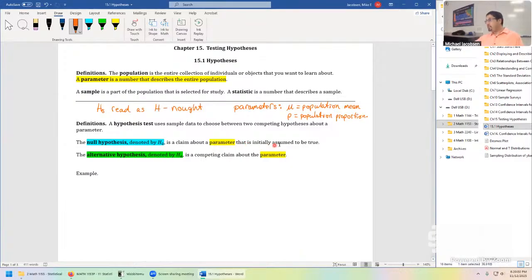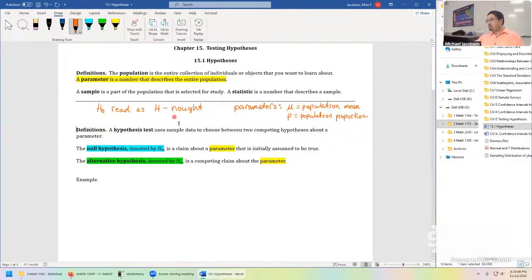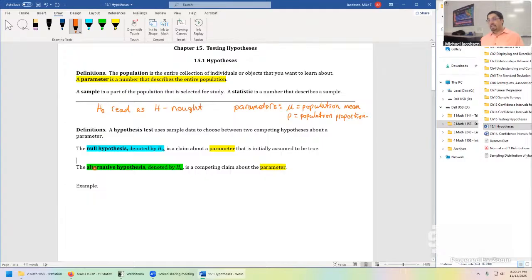It's something that's initially assumed to be true, and that seems like a curious assumption, but it's kind of like a baseline. We assume that this is true right away, just to get started with the study. And then comes in the alternative hypothesis. This makes sense. The alternative hypothesis should be HA, but we often just read that as H A. Null is another way to say zero, so that's why it's H sub zero or H naught. H sub A is a competing claim about the parameter.